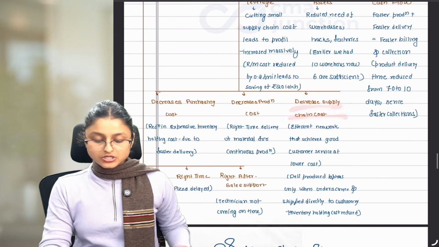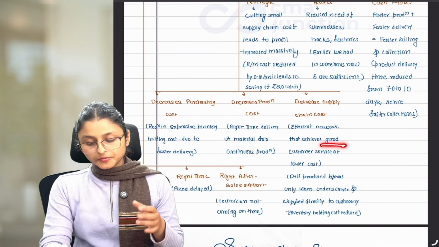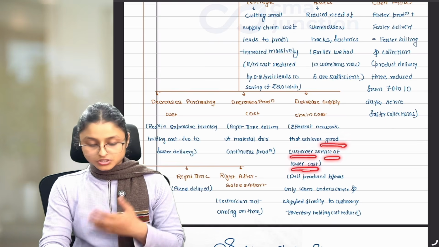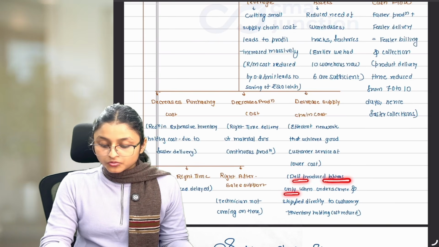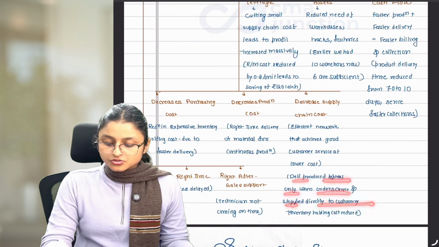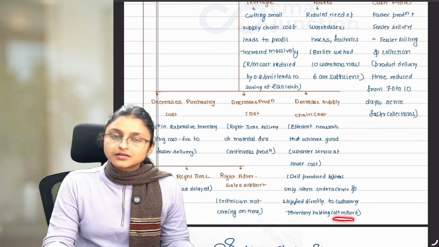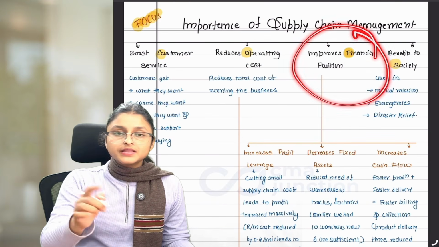Decrease in supply chain cost by maintaining the whole network of supply chain. You will be able to provide good customer service at low cost, which Dell has also done. So Dell makes a laptop only when orders come and ships directly to the consumer, which leads to less inventory holding and less cost.